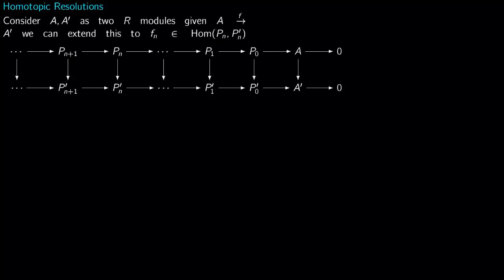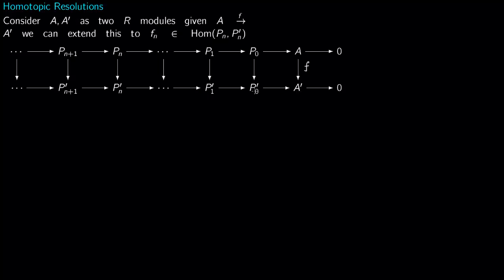Now we talk about how two resolutions are homotopic. So say consider two modules A and A prime. These are two R modules, and you're given a homomorphism from A to A prime. So there is a homomorphism here. This homomorphism is F.